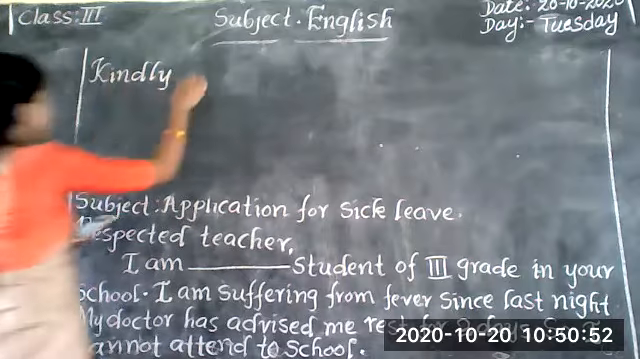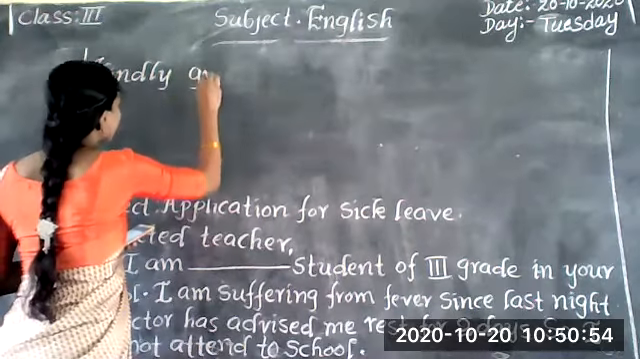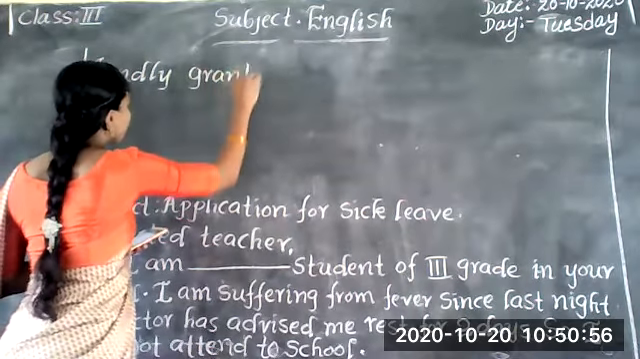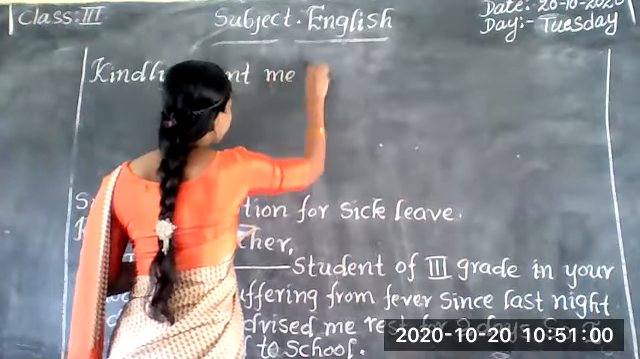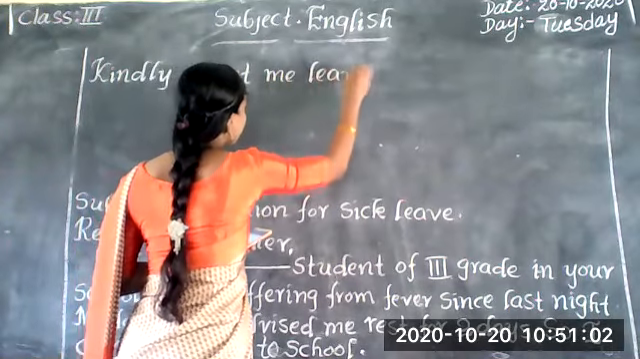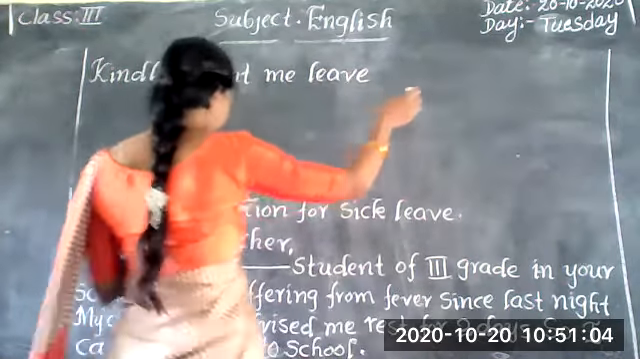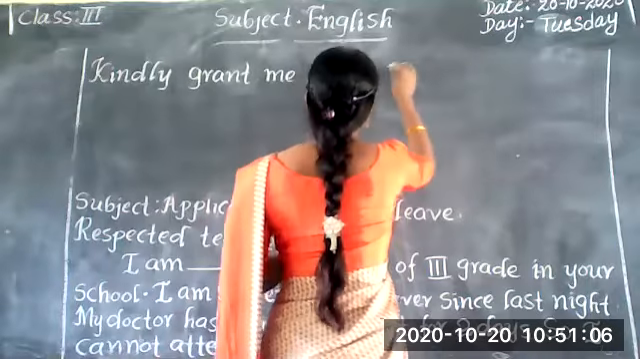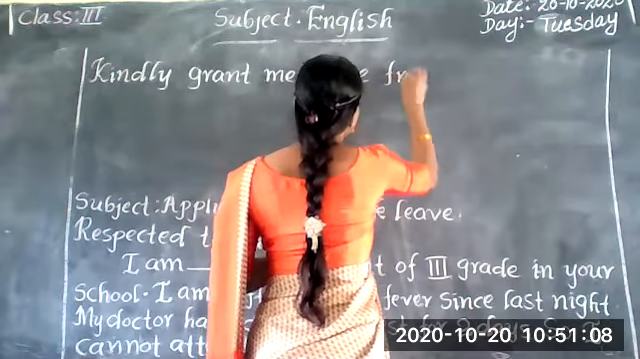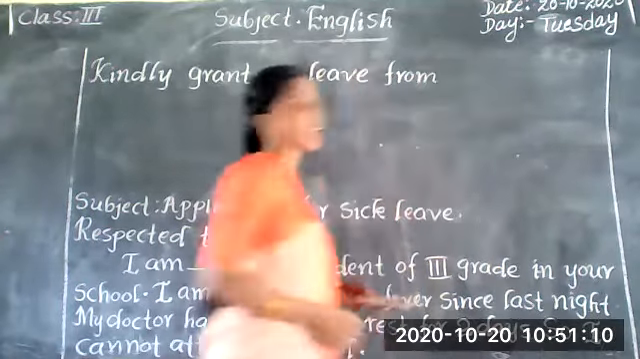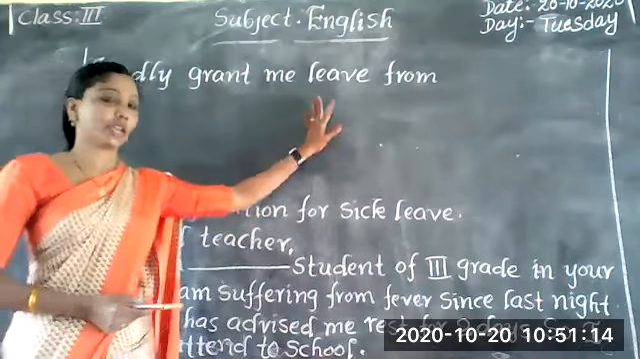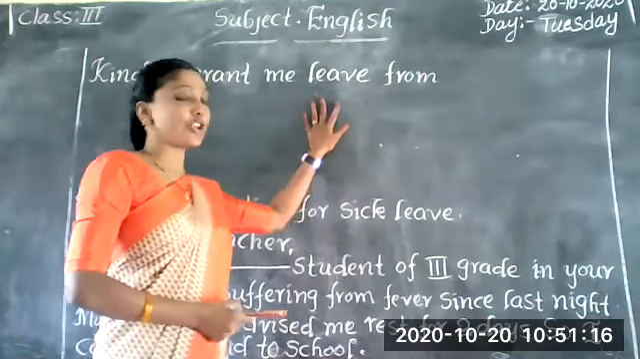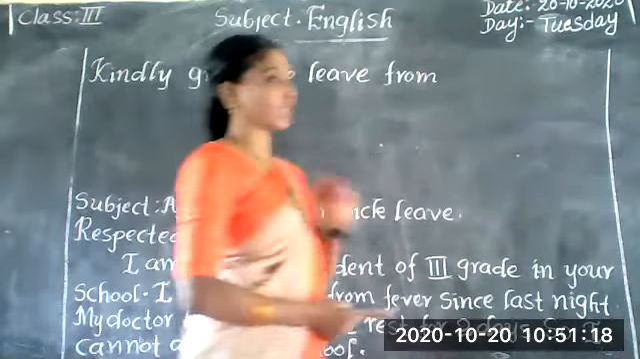kindly grant me. Grant me leave from. So what? 2 days we asked for leave. 2 days means from today. What is the date? 20/10/2020. So today and tomorrow. That means you are asking 2 days leave.